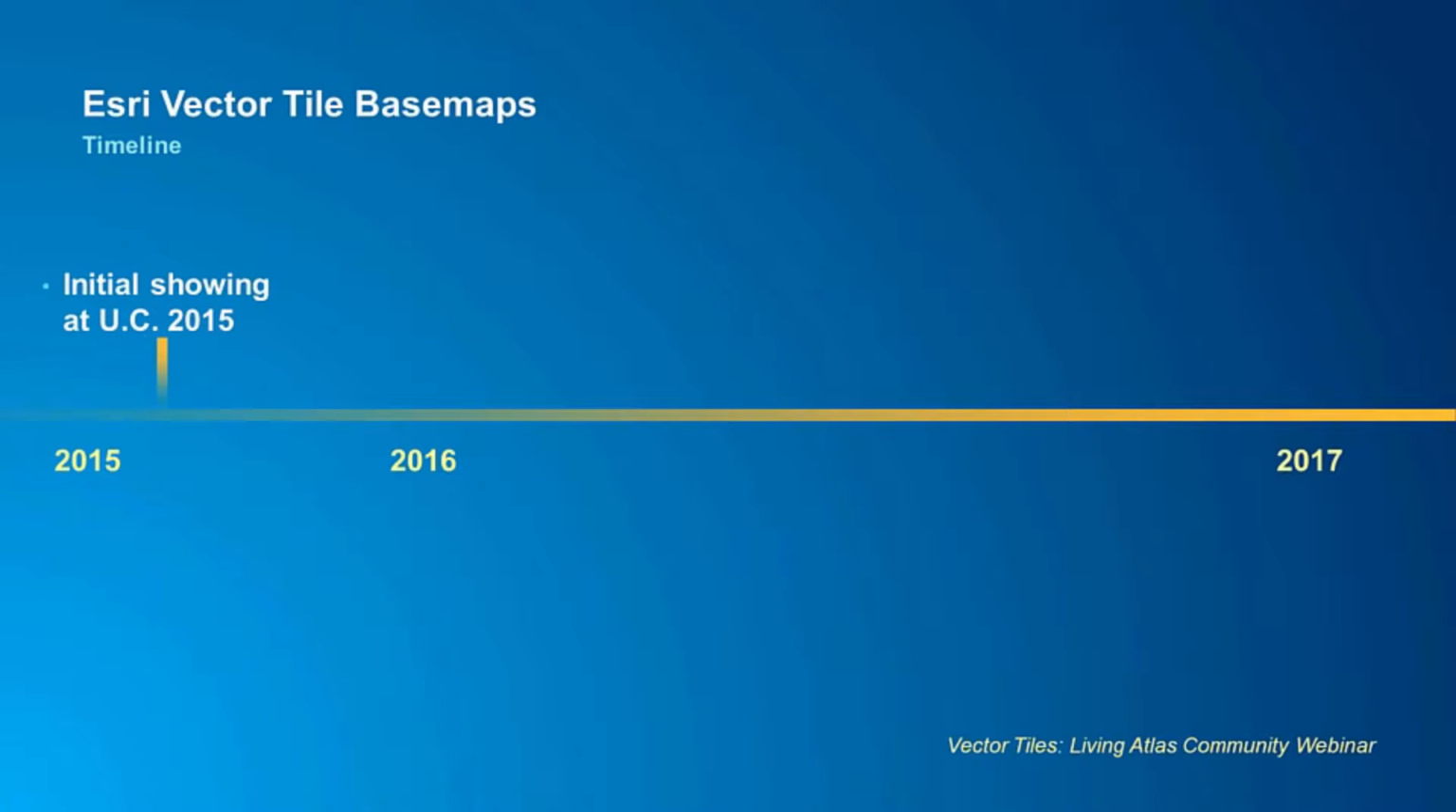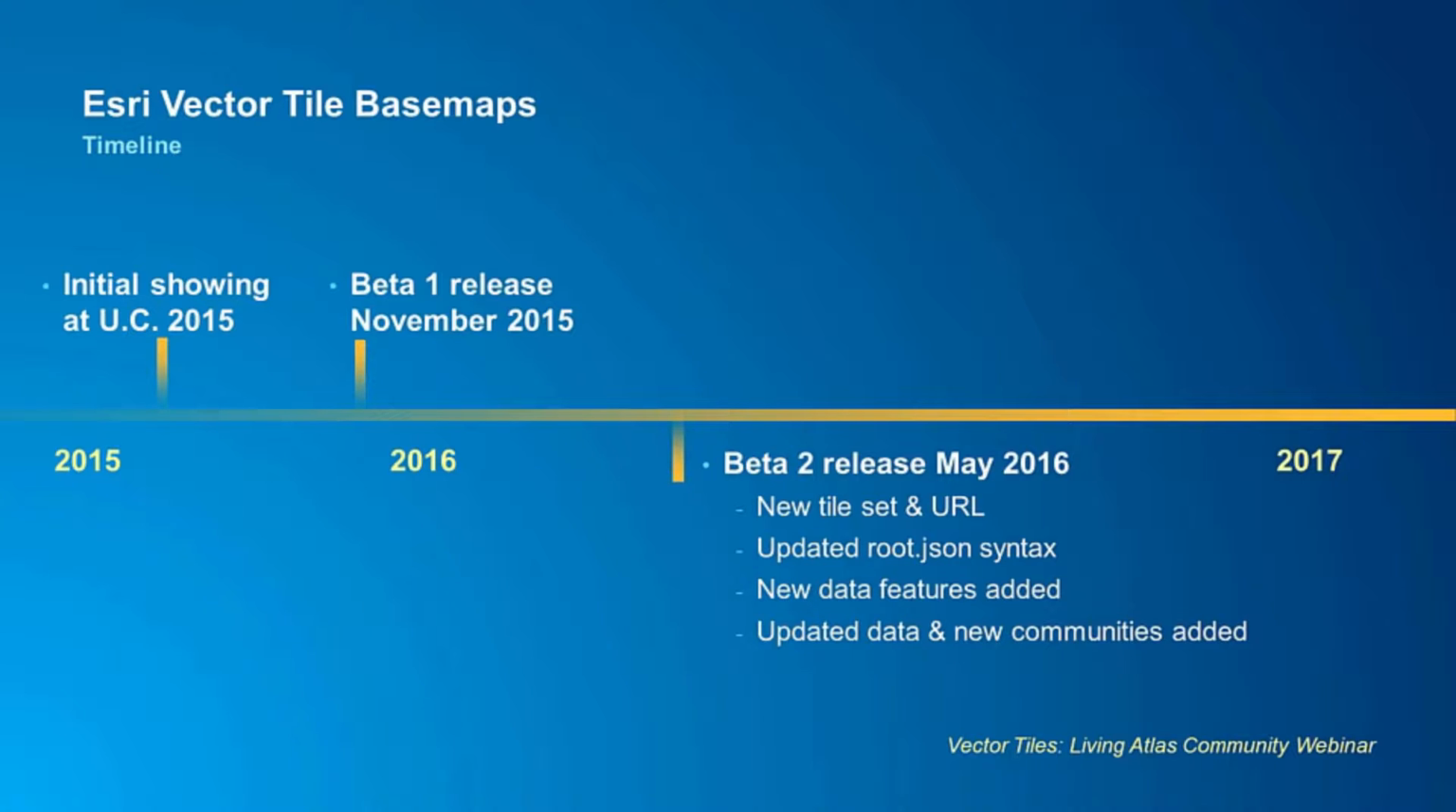So a quick timeline. Last UC 2015, we presented our initial showing of the vector base maps. In November of 2015, we released a beta 1 version online. In May of 2016, we released a beta 2 version, which included a brand new tile set and included a new URL for those tiles. It had updated root.json syntax, new data features were added, and it also included a whole bunch of new data, including community data.